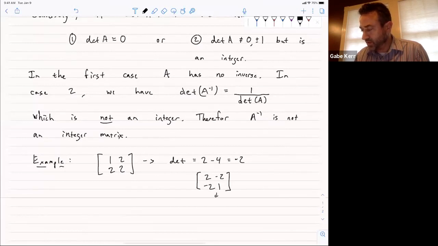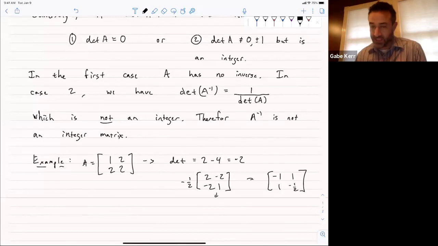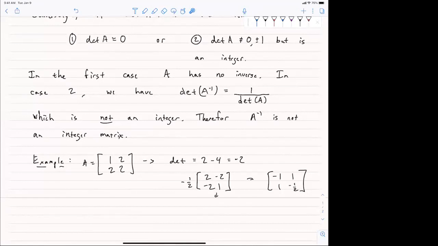This is the matrix of cofactors, right? Let's call this A. If I multiply A by this, I'll get something diagonal with -2 along the diagonal. And so in fact, the inverse itself is -1/2 of this, which is going to be -1, 1, 1, -1/2. So one entry has to be rational, and this will have a determinant of -1/2. There's no way I could get a matrix with integer entries that has determinant -1/2, because the determinant has to be an integer.